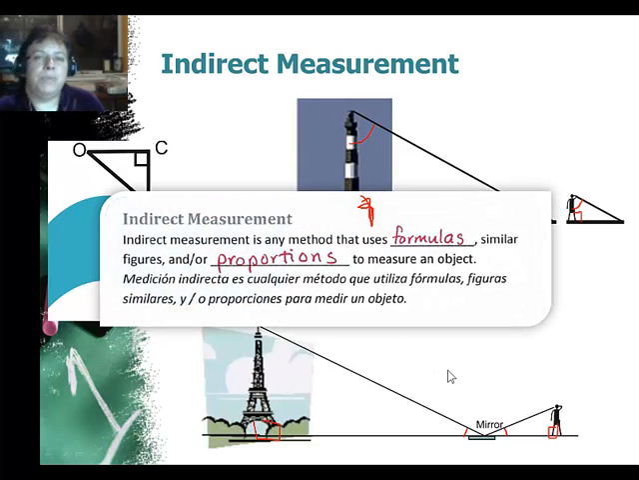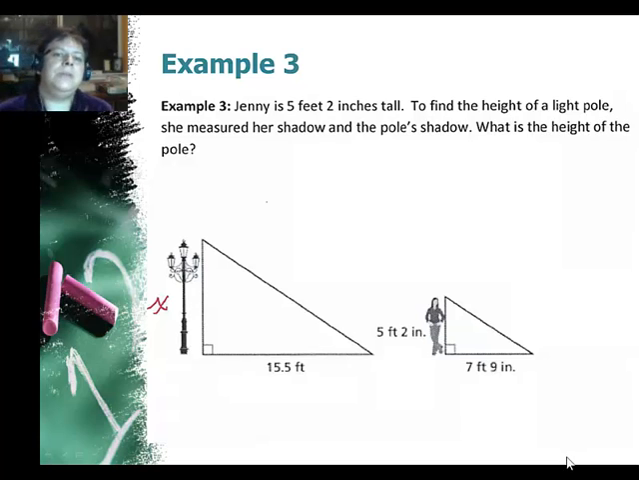So an indirect measurement is any method that you can use. It doesn't have to be shadows. It can be formulas, similar figures, and or proportions to measure an object. Now let's use indirect measurement to measure the height of a light pole. It's very difficult to go up and measure a light pole, so we're going to use shadows to do this.